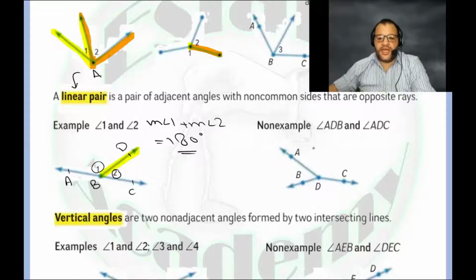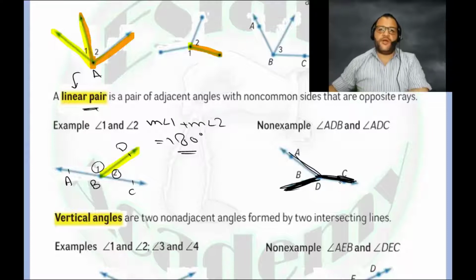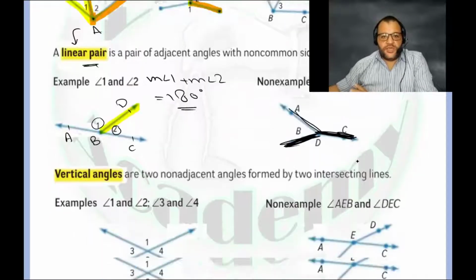Can we say that angle ADB and angle ADC are linear pair angles? No. The outer sides here, DB and DC, are not forming a straight line, they are not opposite rays. Okay, you understand this one?